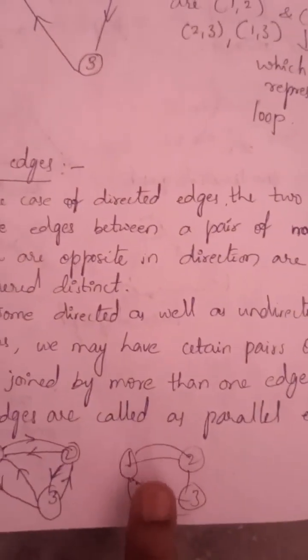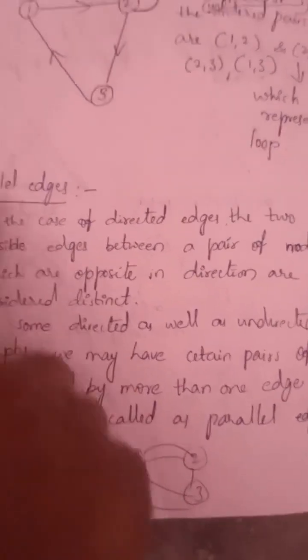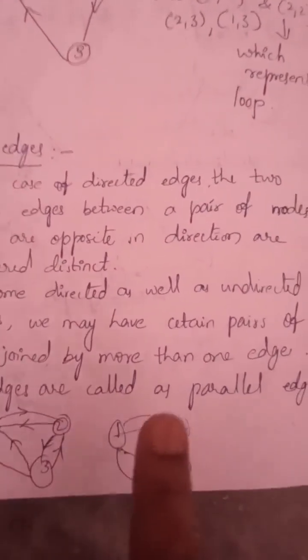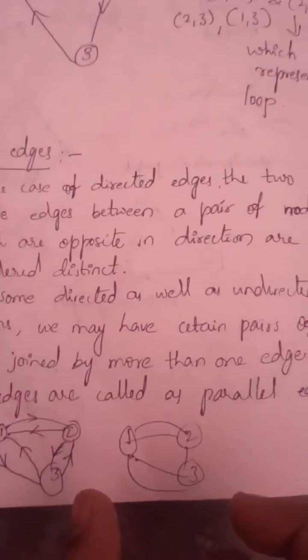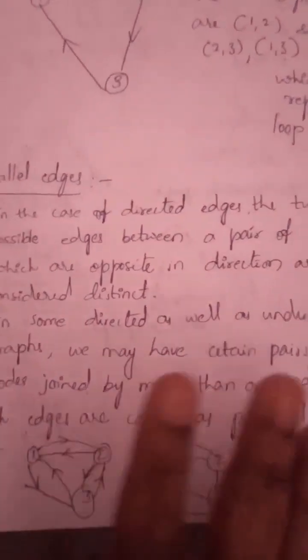And in the same direction, in the undirected graph, we can call those parallel edges. For an undirected graph, two edges between the same vertices are called parallel edges. That you have to understand.